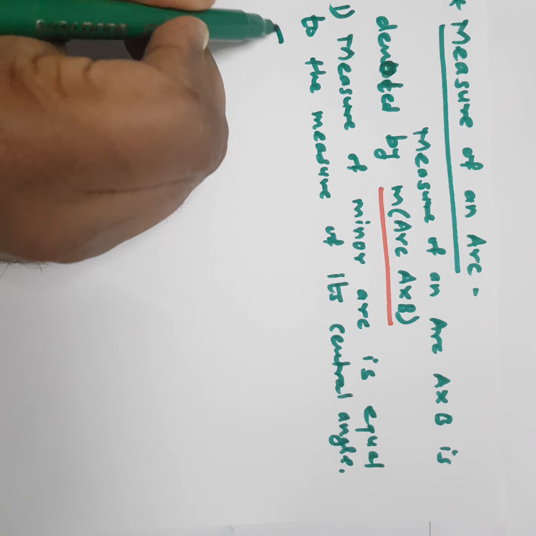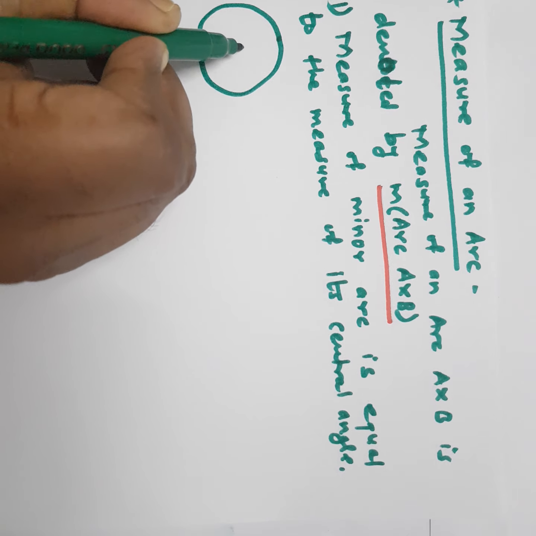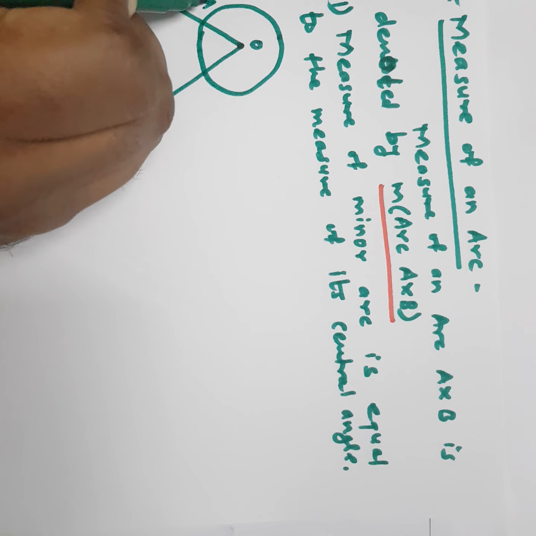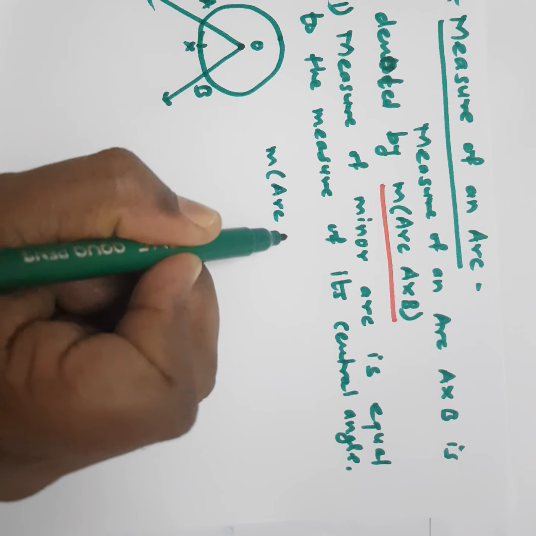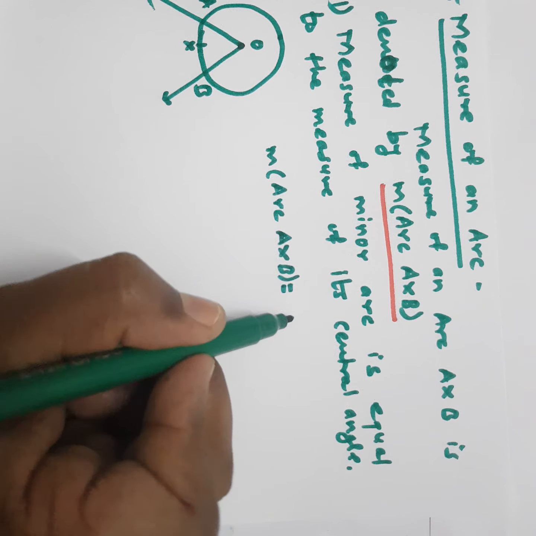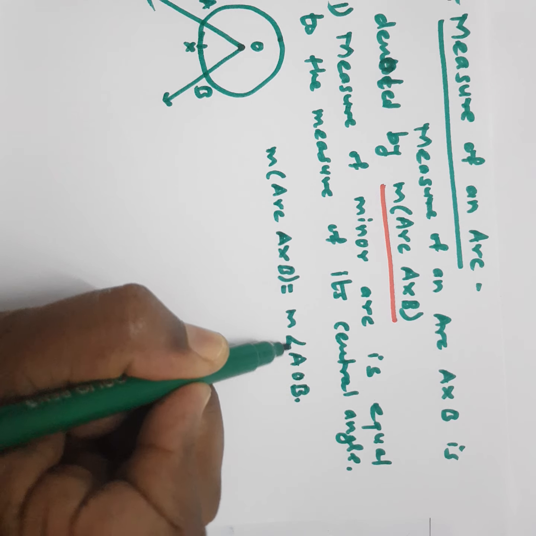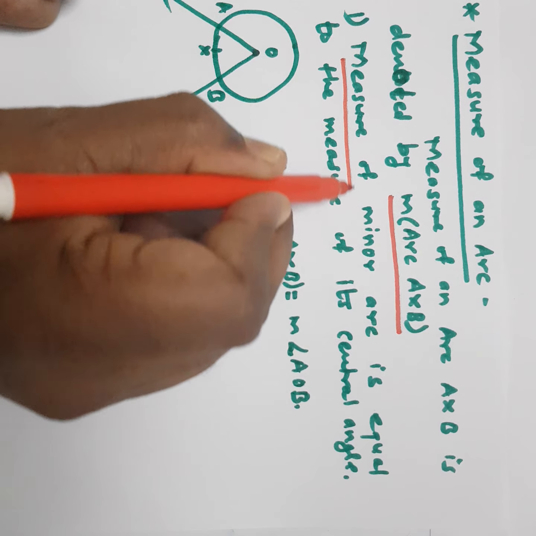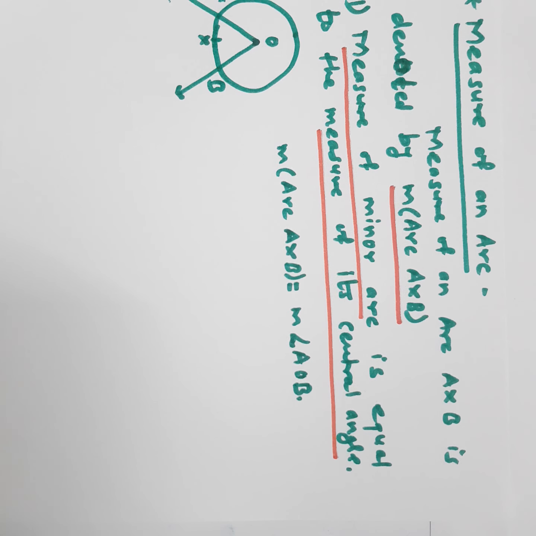Here, if we draw any minor arc like AXB, then the measure of arc AXB is equal to the measure of angle AOB. That is, the measure of a minor arc is equal to the measure of its central angle.